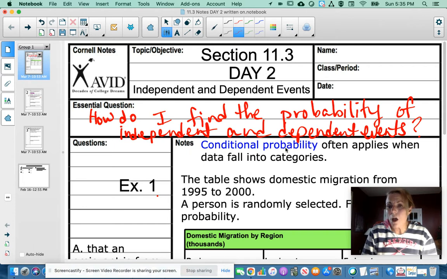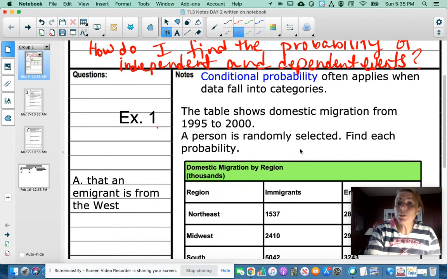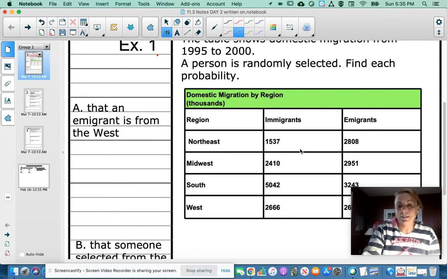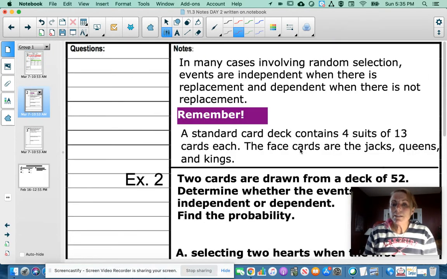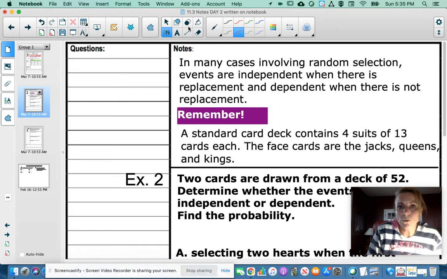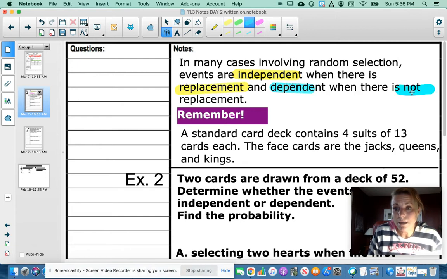Conditional probability often applies when data fall into categories. We're going to do this example in class. In many cases involving random selection, events are independent when there is replacement and dependent when there is not replacement. So independent when there's replacement, dependent, not replacement.